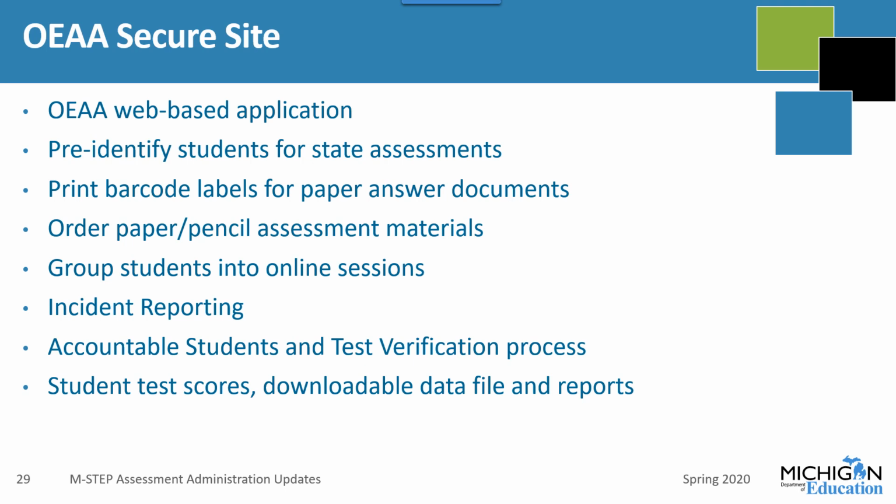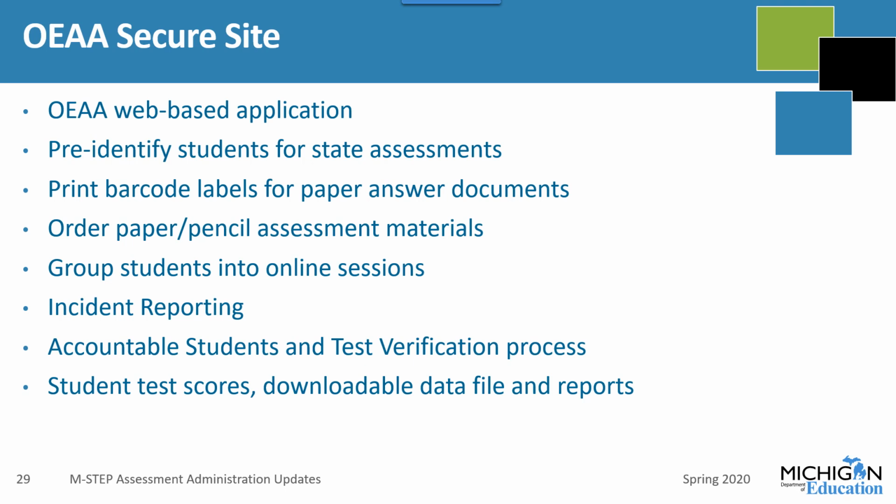In the OEAA Secure Site, you will pre-identify your students for all state assessments. It's where you print barcode labels for paper pencil answer documents, in case you were not able to pre-ID before the deadline for shipping of barcode labels. As a note, if you did have any students pre-ID'd for paper pencil testing before the initial material order window, then you will get a blank sheet of labels that you can use to print your barcode labels from the secure site. Which leads me to ordering paper pencil assessment materials.